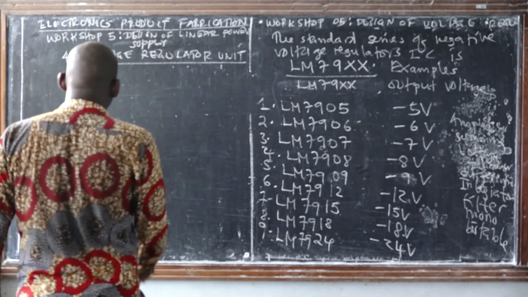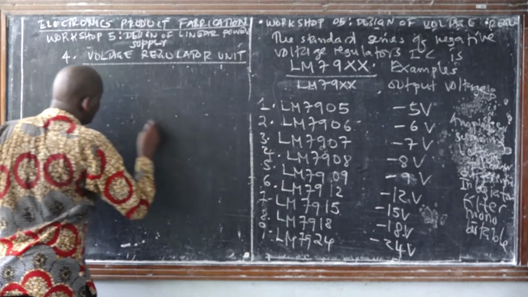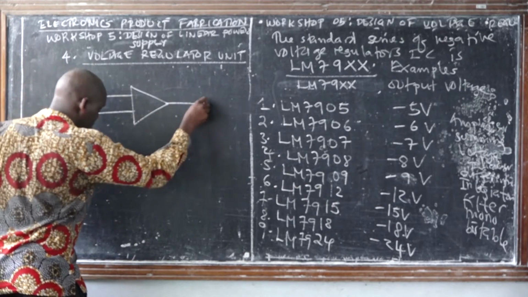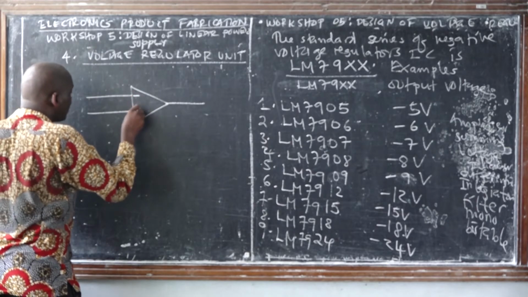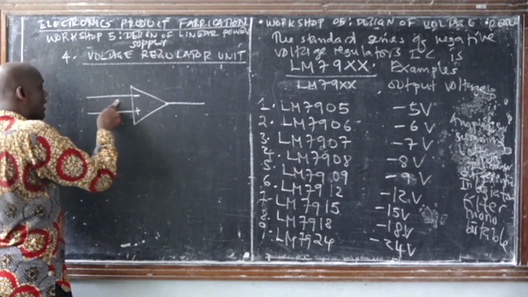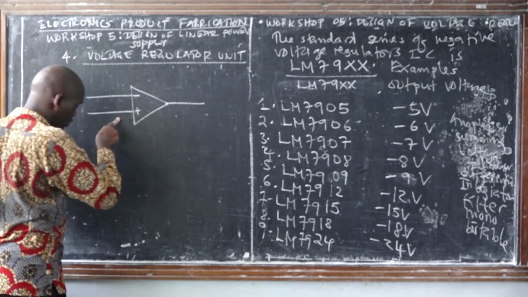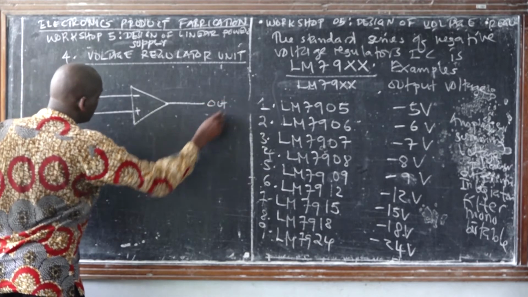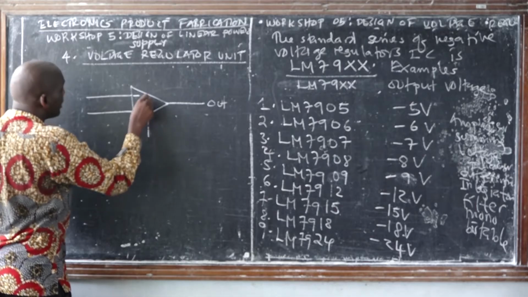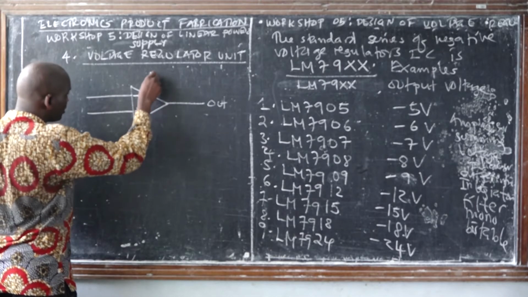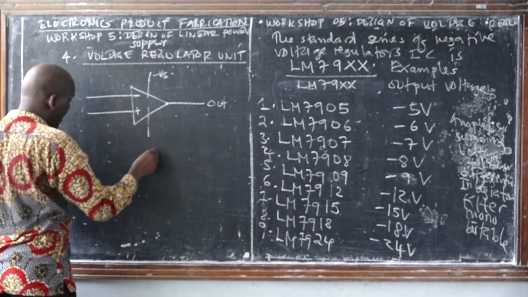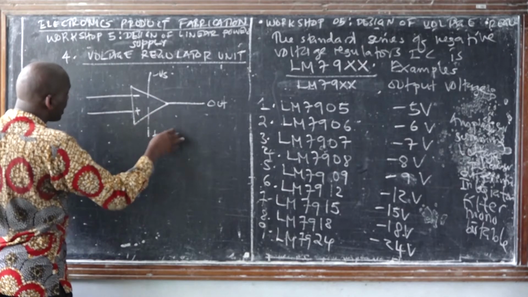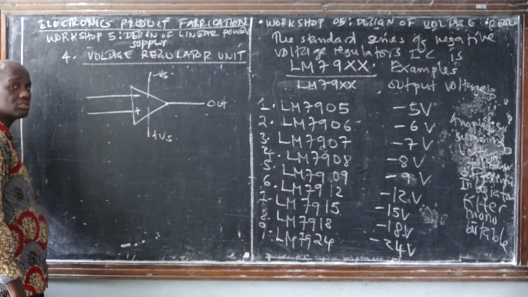Why? Because of the symbol. First of all, here is the symbol of the op-amp, because I want to show you where we apply it. This is the non-inverting input terminal. This is the inverting input terminal. And this one is the output. Then we have some other terminals: this is the negative voltage supply, and this is the positive voltage supply. So the three remaining terminals are not in use.